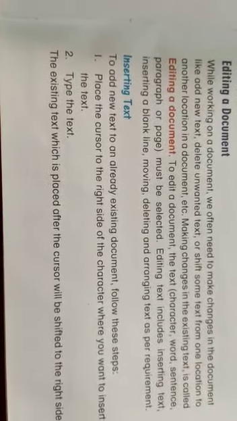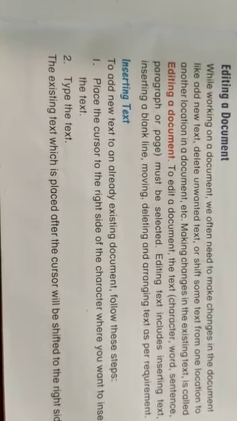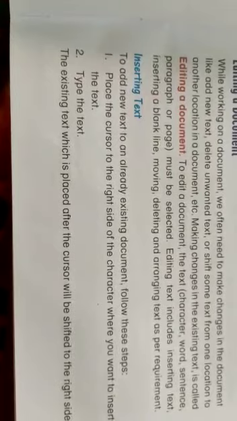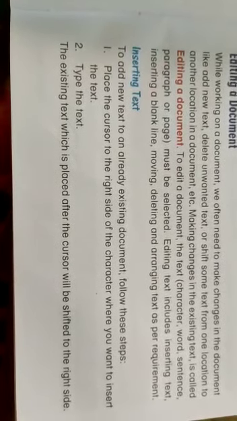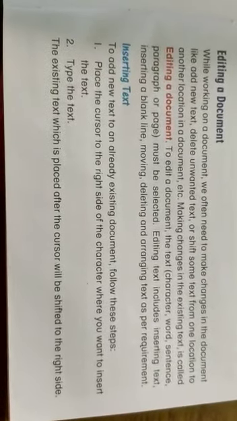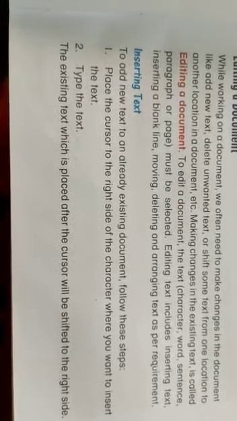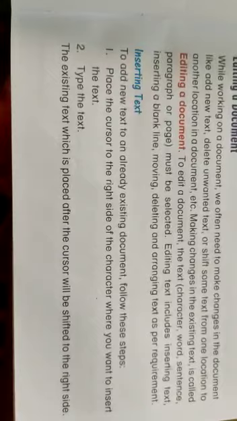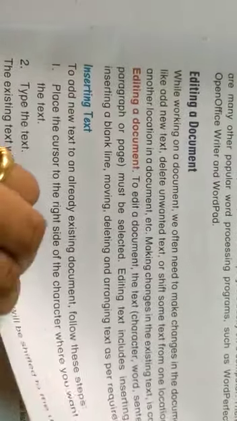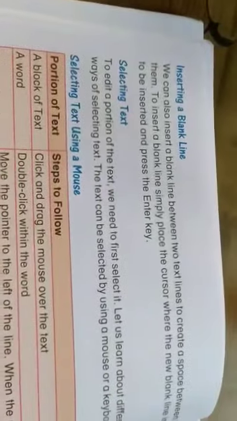So what types of this can we do? Inserting a text. How do we insert a text? To add new text to an already existing document, follow these steps. Place the cursor to the right side of the character where you want to insert the text. Type the text. What you will do? You will place the cursor to the right side of the character and then you will type the text. This is how we will insert the text. Then inserting a blank line. How will you do it?